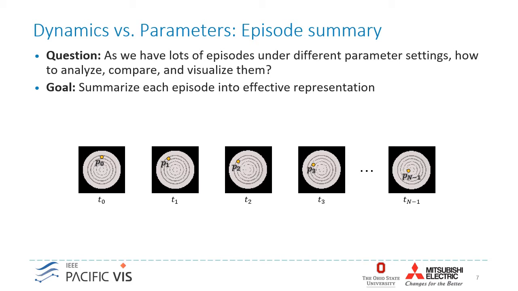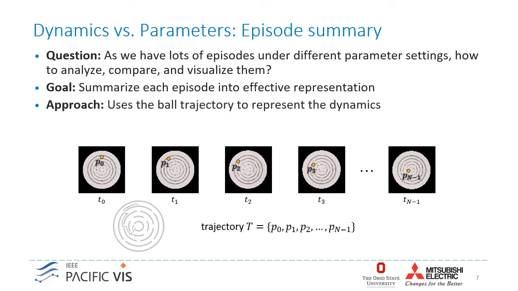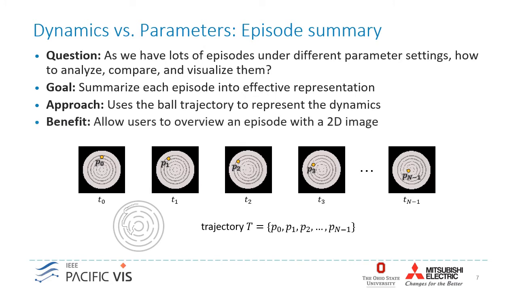As we have the episodes for various combinations of parameters, we need to summarize each episode into an effective representation for analysis and visualization. Our approach is to use the trajectory of the ball in the episode, as shown below. Given an episode, the trajectory essentially encodes the dynamics of the ball, and it's very easy to overview on a single image.